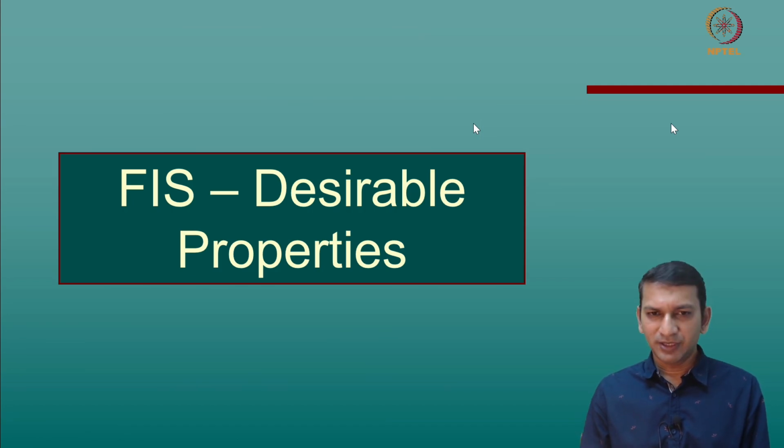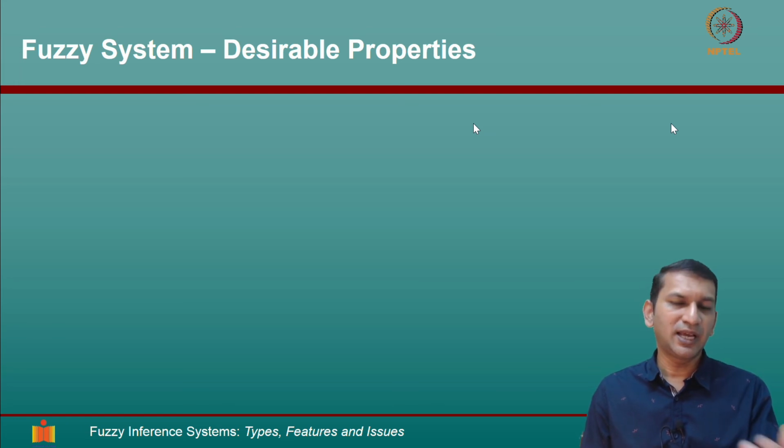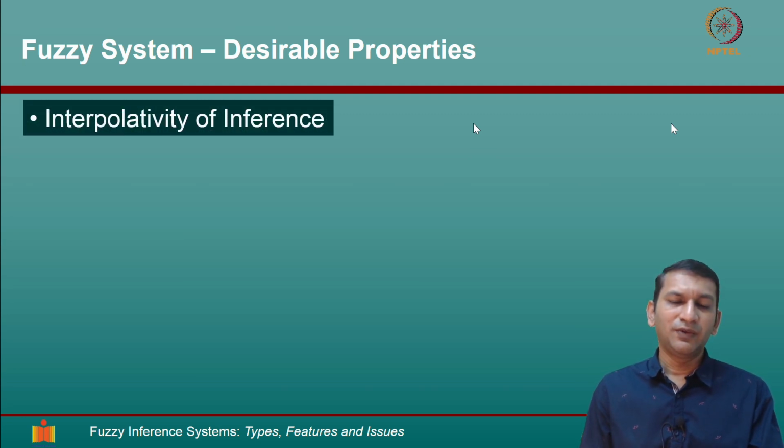What are the desirable properties? Just like in the case of fuzzy implication, we said that these are the desirable properties: IP, identity principle, ordering property, exchange principle. In the case of fuzzy inference systems, what do we expect? Well, we'll expect that it interpolates. The inference is interpolative. What do we mean by interpolative? We'll define this soon enough.